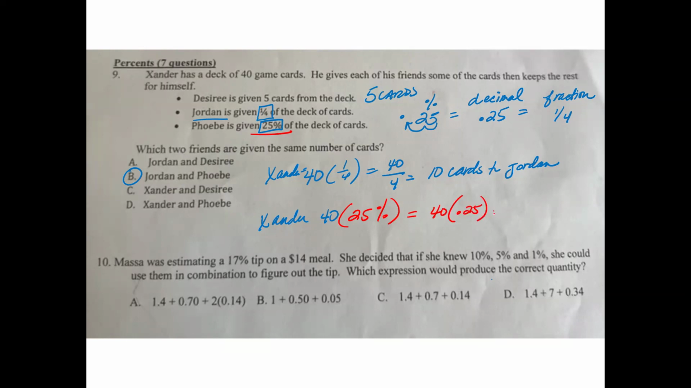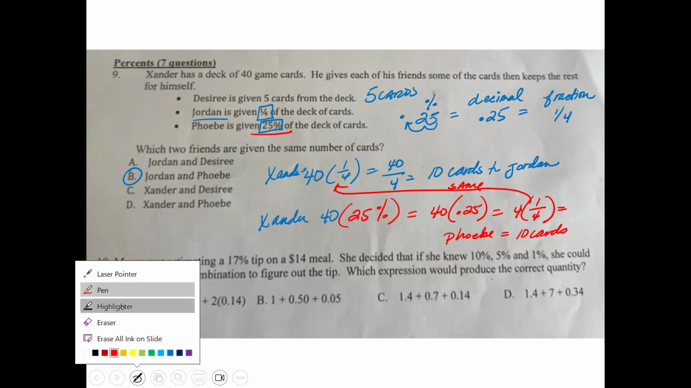Do you agree with that? Which is the same thing as 4 times 1/4. Isn't this exactly the same as that right there? So how many cards did Phoebe get? Which is how many cards of 40? No. How many cards did Jordan get?